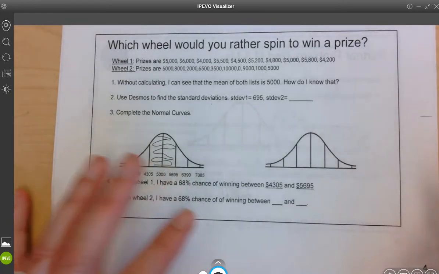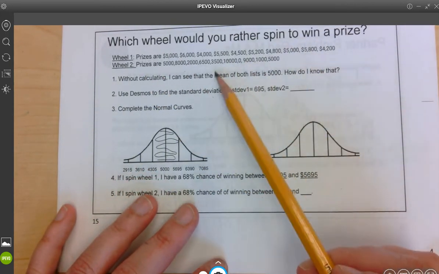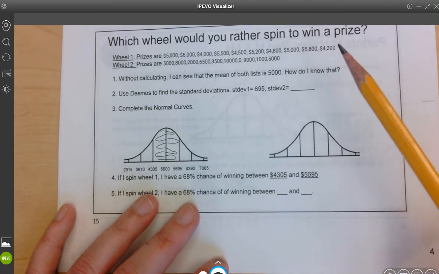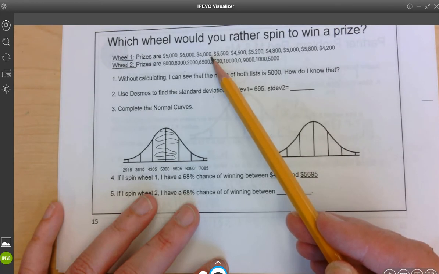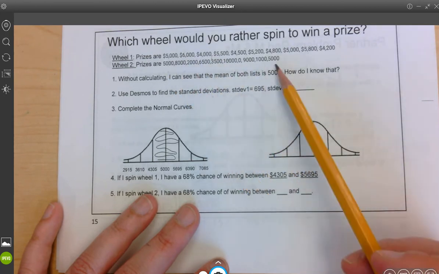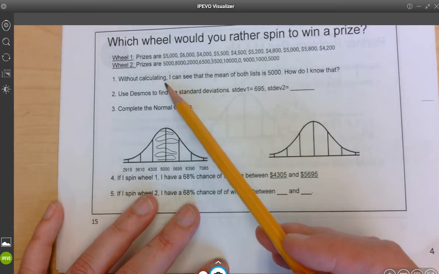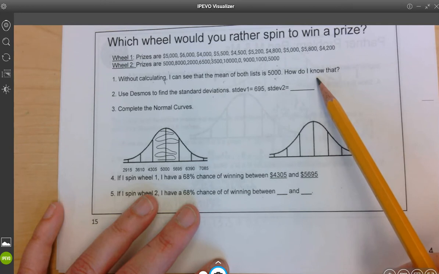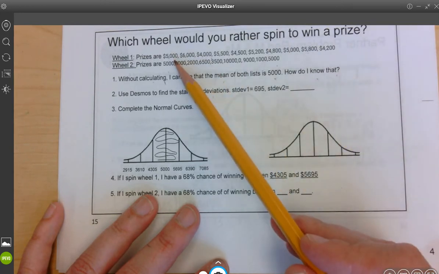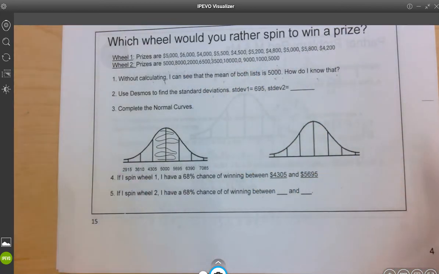All right, so remember our warm-up question. Some of you weren't here for the warm-up. The question was, which wheel would you rather spin to win a prize? Dion noted that for the first wheel, you're guaranteed to win at least $4,000. And Kenny noted that for the second wheel, the prize values were more spread out. The first question is, without calculating, I can see that the mean of both lists is 5,000. How do I know that? Look at these numbers here and think, what is it about these numbers that lets me know the mean is 5,000 without even calculating that?